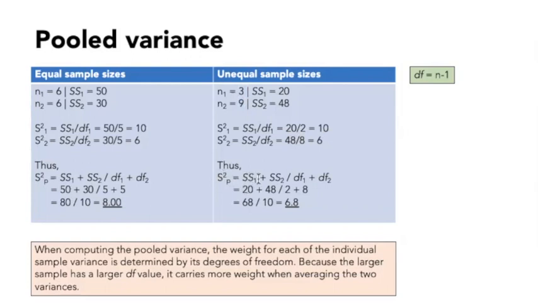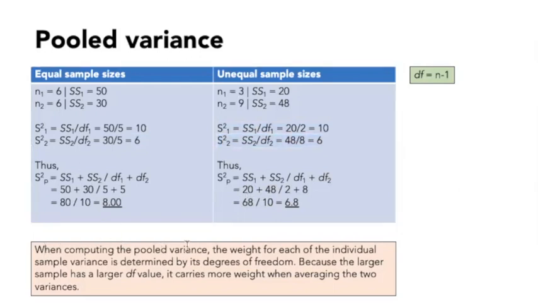Sum of squares of the first group plus sum of squares of the second group divided by degrees of freedom of the first group and degrees of freedom of the second group. So 20 plus 48 divided by 2 plus 8, that is 68 divided by 10. So the answer is 6.8. So the resulting value is closer to the values of the second group because the second group has a larger sample.